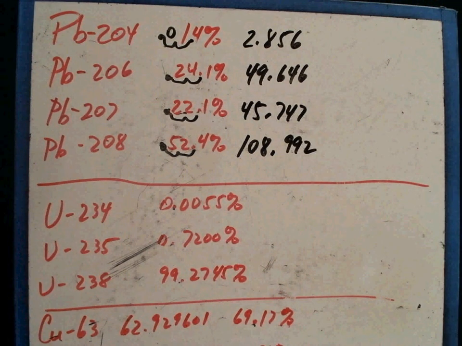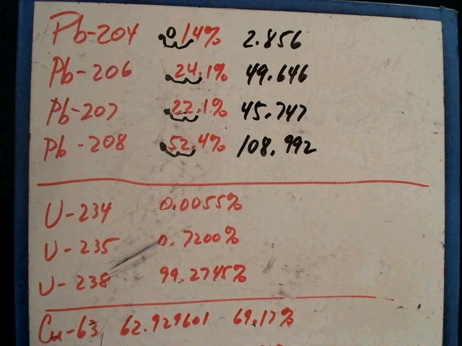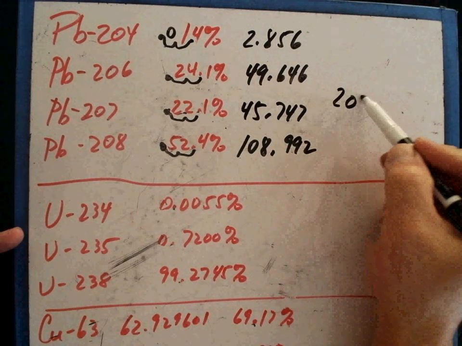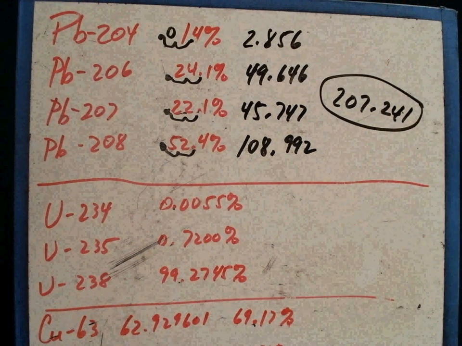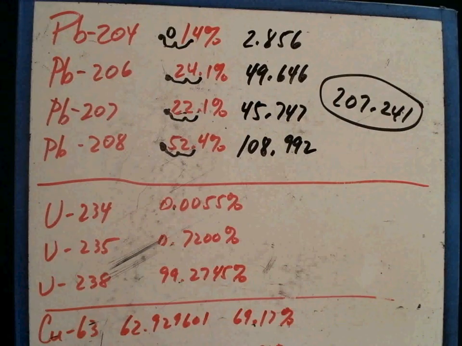You just add them together. 0.646 plus 2.856. Write it all down, 207.241. Check my math, see if that's what you got. 207.241. I want to show you something that's really interesting.